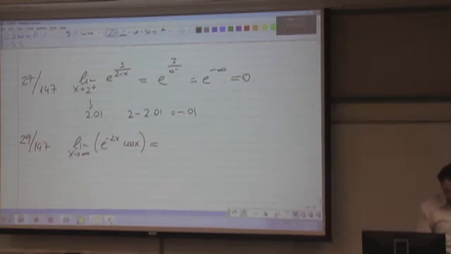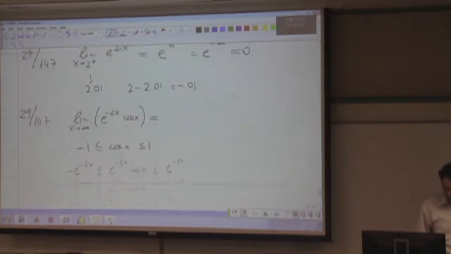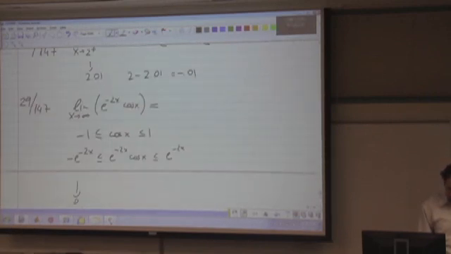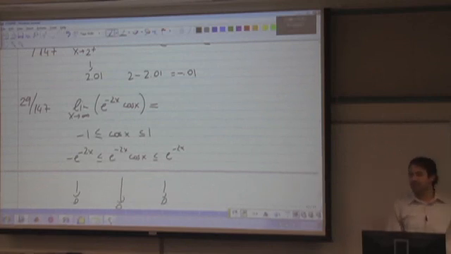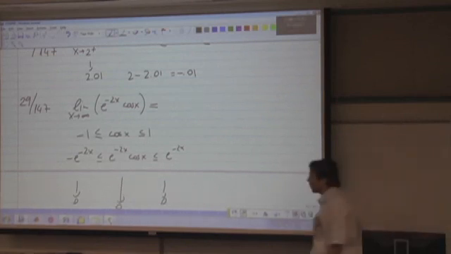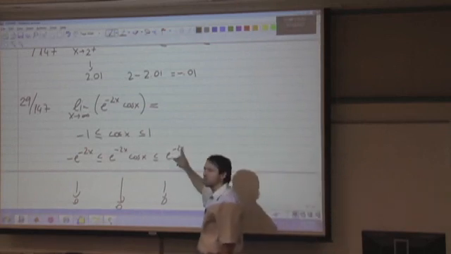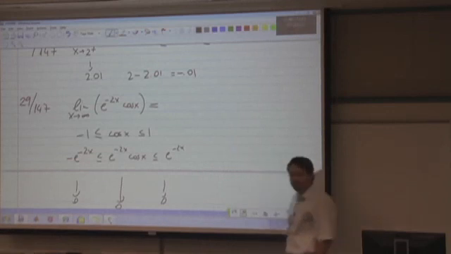So the idea is that minus 1 is less than or equal to cosine of x is less than or equal to 1. Which means minus e to the minus 2x is less than or equal to e to the minus 2x cosine of x less than or equal to e to the minus 2x. This goes to 0, that goes to 0, so the whole thing has to go to 0. Why is this going to 0? Because it's e to the minus infinity, which we showed goes to 0. Does this make sense?